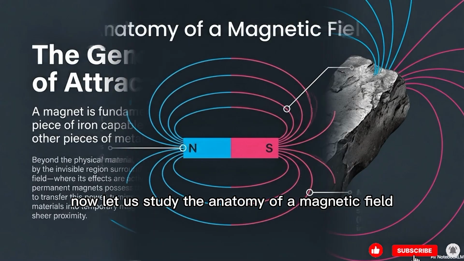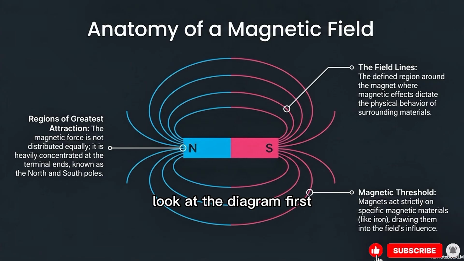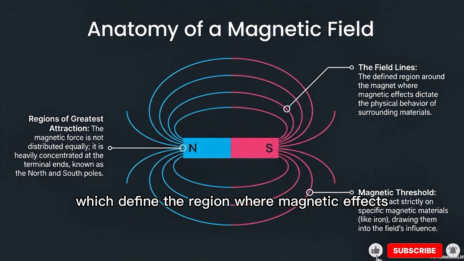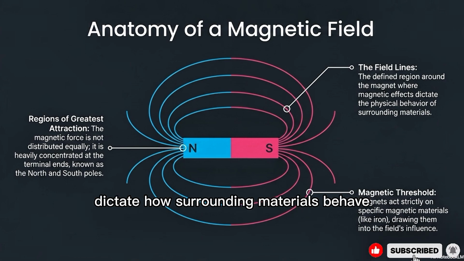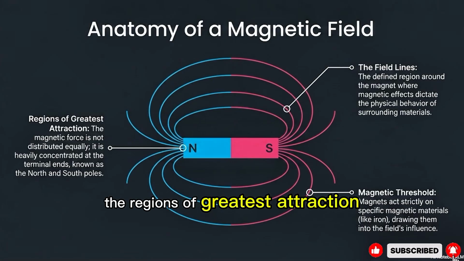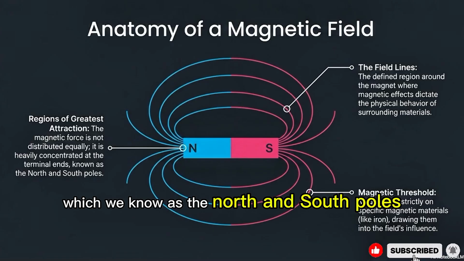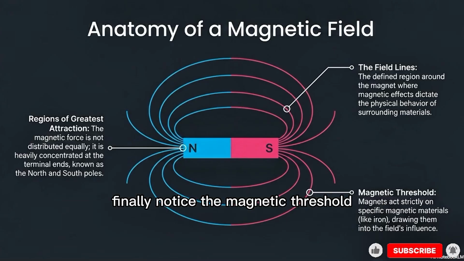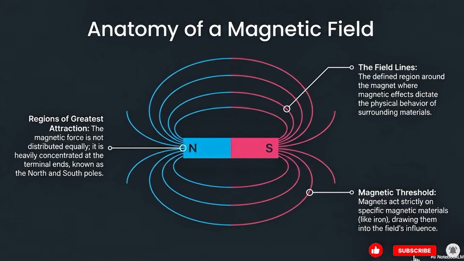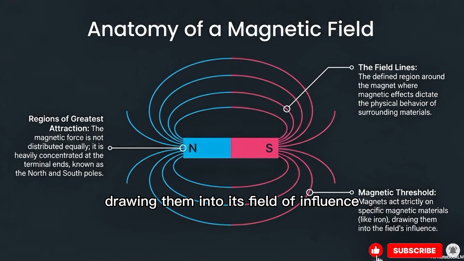Now, let us study the anatomy of a magnetic field. Look at the diagram. First, we have the field lines, which define the region where magnetic effects dictate how surrounding materials behave. Notice how the force is not spread out equally. The regions of greatest attraction are heavily concentrated at the terminal ends, which we know as the north and south poles. Finally, notice the magnetic threshold, where the magnet acts strictly on specific materials, drawing them into its field of influence.